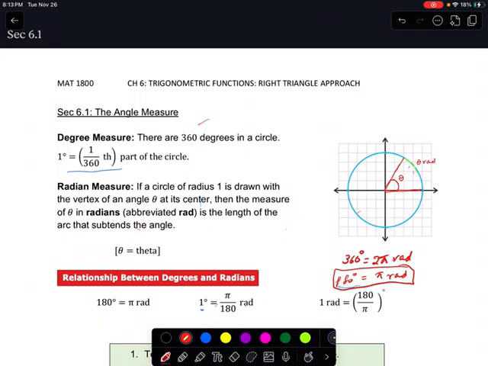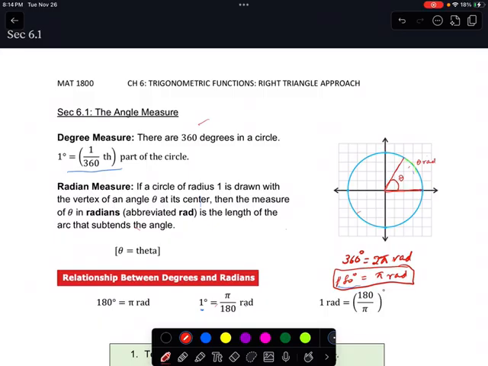Now, degree measure of an angle, I hope you already know. What is 1 degree? 1 degree is equal to 1/360th part of the circle. What that means is that if you divide the circle into 360 pieces, then that arc, or that piece that makes the circle, that small piece will be a part of the circle, that is, the length of that little arc is 1 degree.